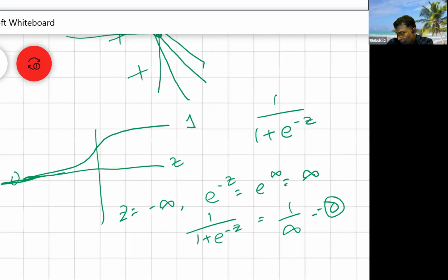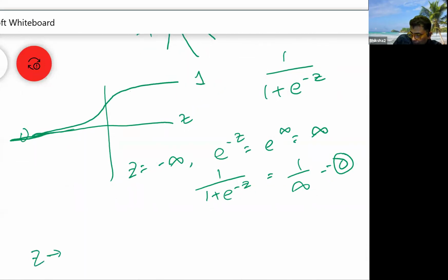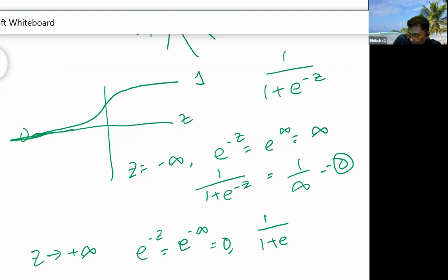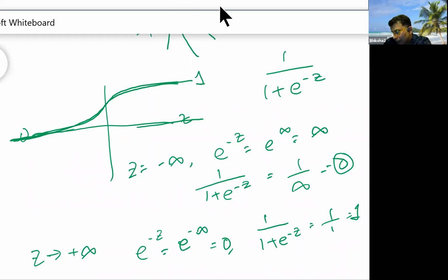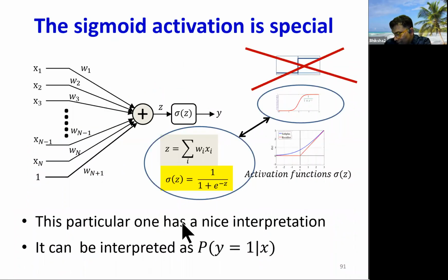Similarly, when z is plus infinity, then e raised to minus z equals e raised to minus infinity, which is 0. So 1 over 1 plus e raised to minus z equals 1 over 1, which is 1. So when z becomes very large, it becomes 1, and in between, it sort of smoothly goes from 0 to 1. And so this activation has a very nice interpretation, which is that it can be interpreted as the probability of class 1 at different x's. So, it's a very useful activation.